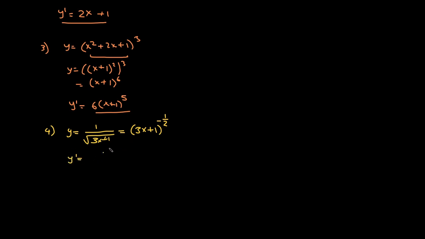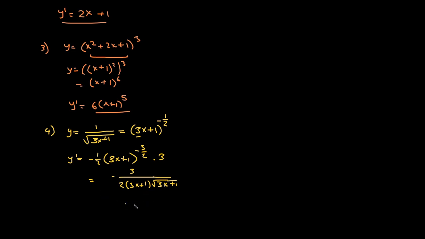Now we can again use the chain rule for this. We get negative a half out front, 3x plus 1 remains the same, and then I subtract 1 from the exponent, which becomes negative 3 over 2. And I still have to multiply by the derivative of the inside, the derivative of 3x plus 1, which is just 3. Multiplying by 3 and simplifying a little bit, it becomes negative 3 over 2 times (3x plus 1) times the square root of 3x plus 1.